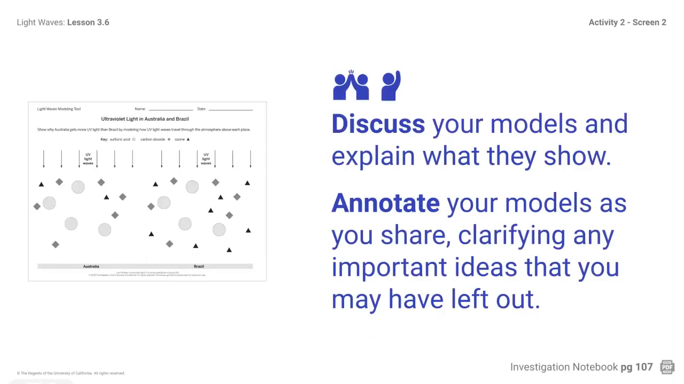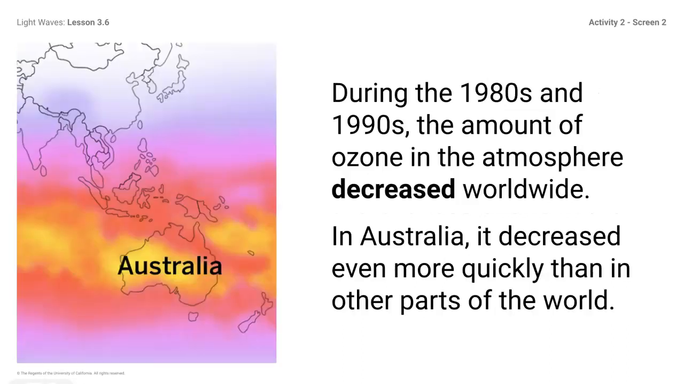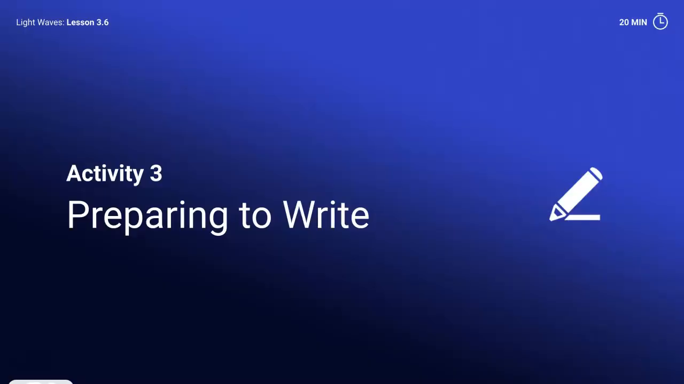So when you're done, I want you to discuss your models with your partner and explain what they show. Annotate your models as you share and clarify any important ideas that you may have left out. This image here depicts the ozone layer above Earth. We have evidence that there is less ozone in the atmosphere above Australia, and this is called ozone depletion. During the 1980s and 1990s, the amount of ozone in the atmosphere decreased worldwide. In Australia, it decreased even more quickly than in other parts of the world.